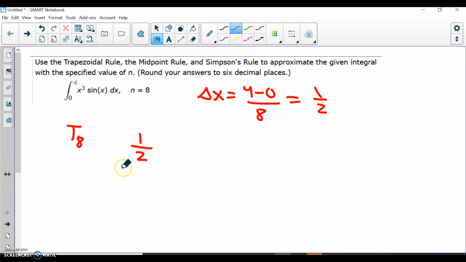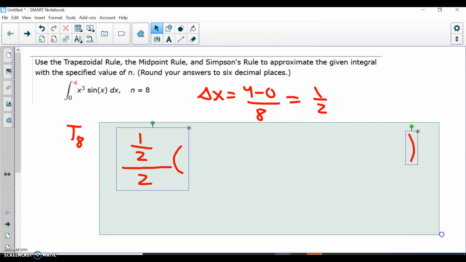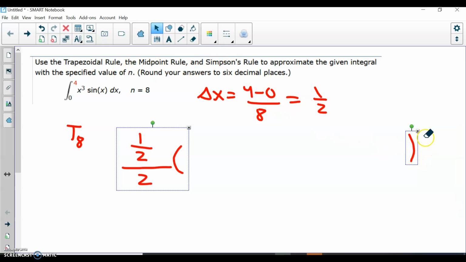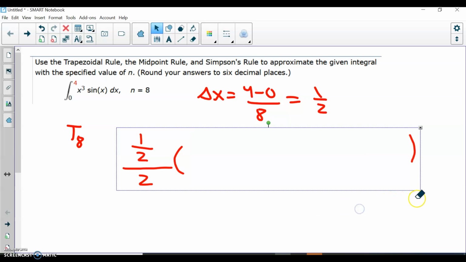But then we've got to divide it by 2. And then for the trapezoidal rule, every term save for the first term and the last term gets used twice. And remember, that was because this actually is an average. If I can group this a little bit.